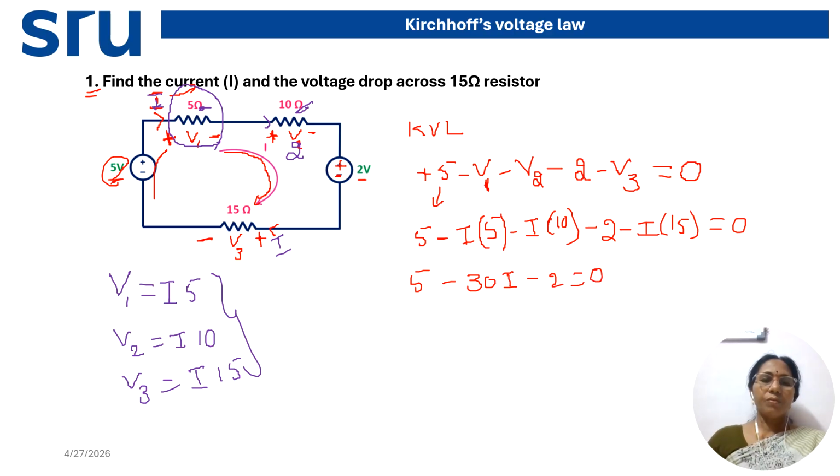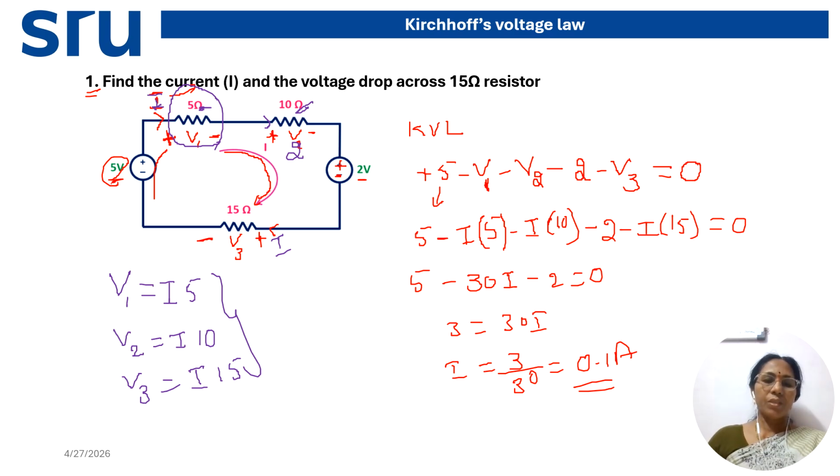Okay, now 5 minus 2, it is 3 equals 30I, and what is the current? I equals 3 by 30, it is 1 by 10, it is 0.1 ampere. Okay, so how much current? What is the current magnitude in this network? Current I we got 0.1 ampere.